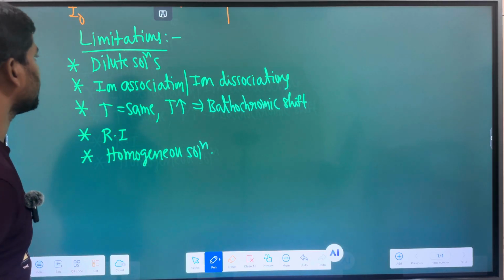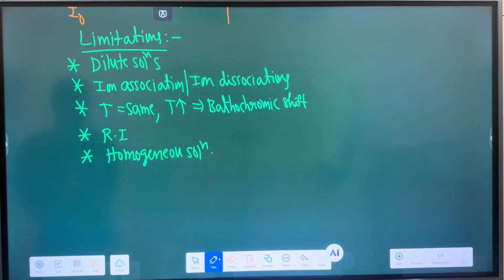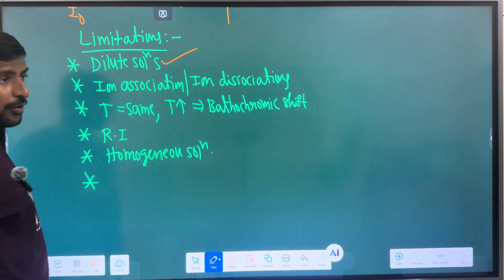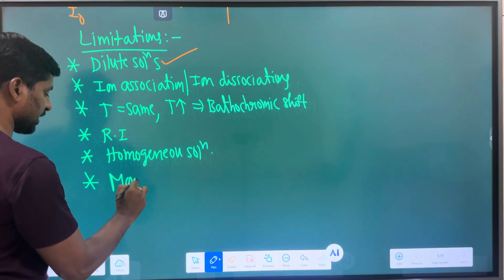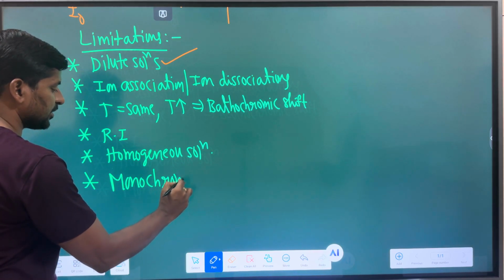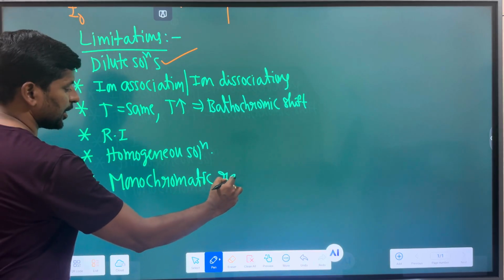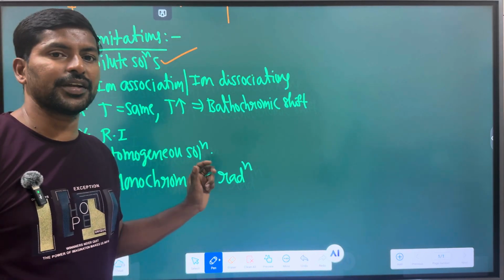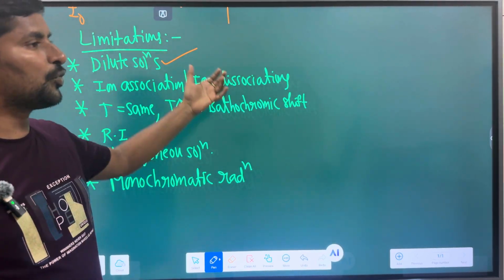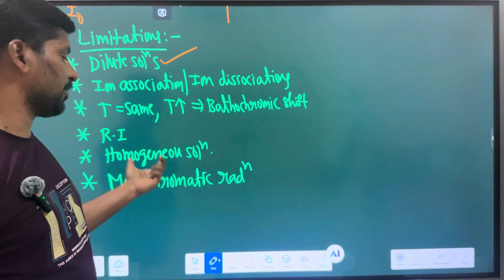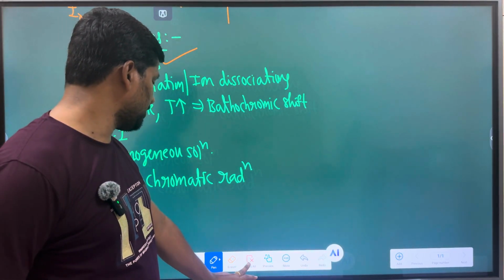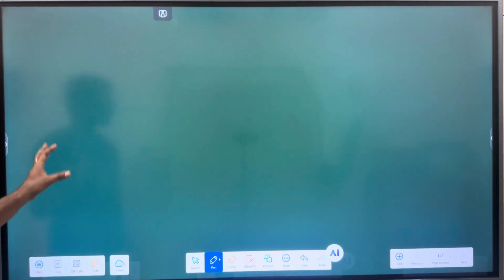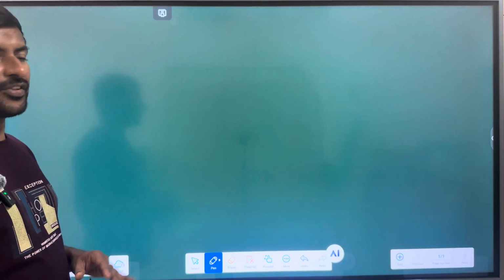These are some of the limitations. The important things are: one, a dilute solution we have to take, and another, monochromatic, single wavelength radiation we have to apply. Once you listen to these points, whichever points are not known to you, note them, and almost all the points will be covered. This is about Lambert's law and its limitations.